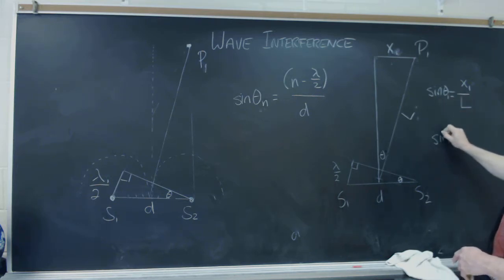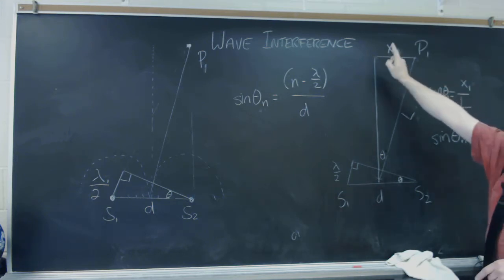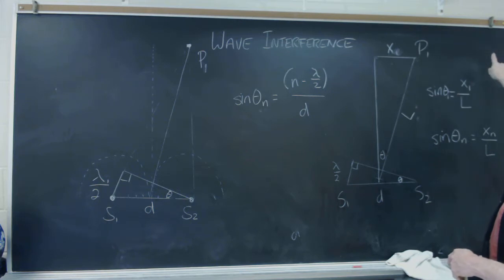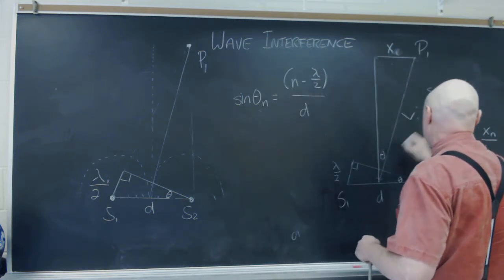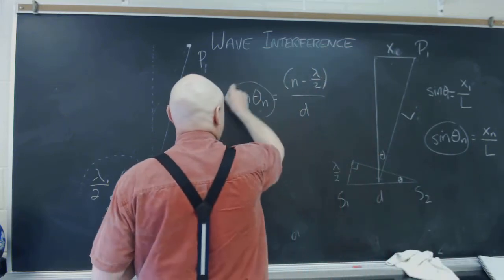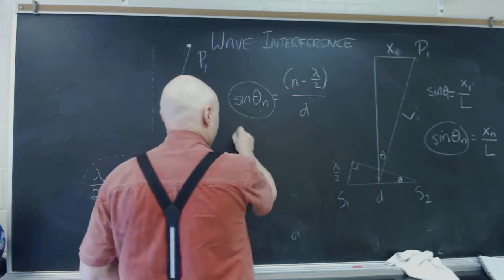In general, the sine of the angle to the nth fringe is equal to x sub n over L, where x sub n is the distance from the center line to the nth fringe. So you notice that there's sine theta n there, and sine theta n there. They're actually the same thing.